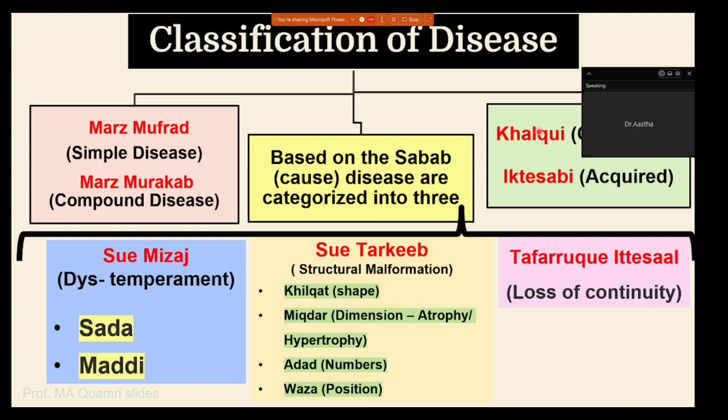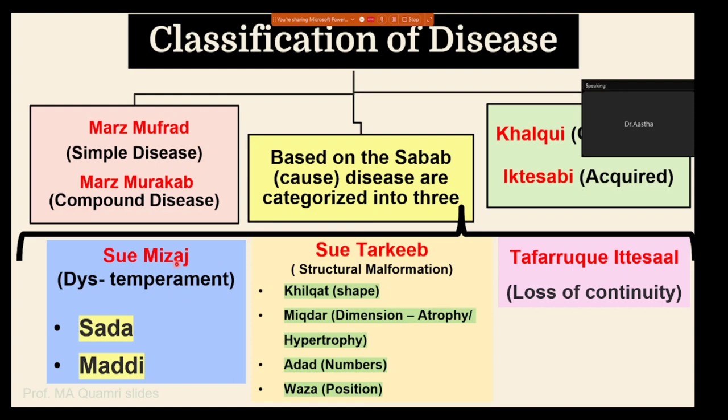At the same time, another classification of disease according to Unani is that some diseases are amraz-e-khalqi, meaning they are congenital, present since birth. But most diseases are acquired, iktisabi. Based upon the sabab, the cause, diseases are categorized into sue mizaj. As I said in the fundamental principles, arkan, elements, mizaj, temperament, and akhlat, humors, are the three basic substances which regulate the human body's functionality and dysfunction.